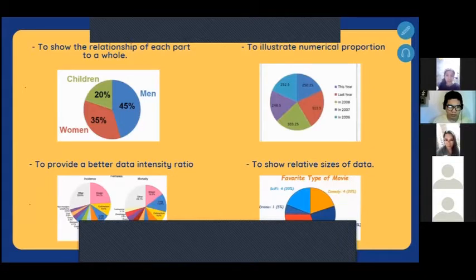Then the third one is to provide a better data intensity ratio. And it is to break down a ratio, for example, in a research. This graph is used to clarify how many or what percent a certain data holds in a whole pie graph. Then the fourth is to illustrate numerical proportion. One of the objectives also of a pie graph is to present numerical data that was gathered. For example, in the pie, 252.5% in 2005, 250.25% this year.